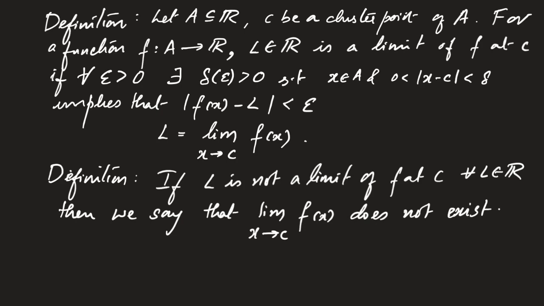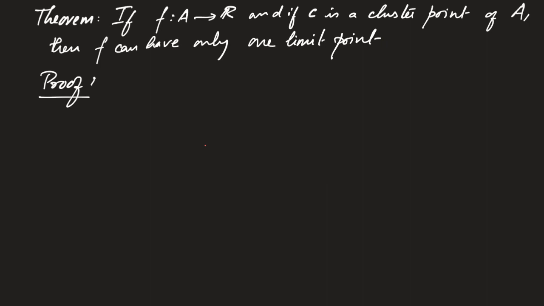Notice that for a sequence, the limit was unique. We had proved that the limit of a sequence is unique. But here we have used the word "a limit", which kind of suggests that maybe the limit is not unique. But we will prove that that's not the case. We will prove that the limit, if it exists, is indeed unique. That's the next theorem. Let me repeat. If f from A to R is a function and if c is a cluster point of A, then f can have only one limit point.